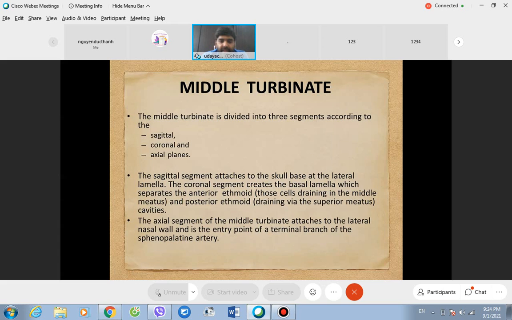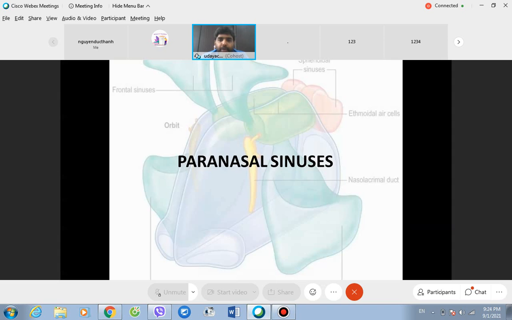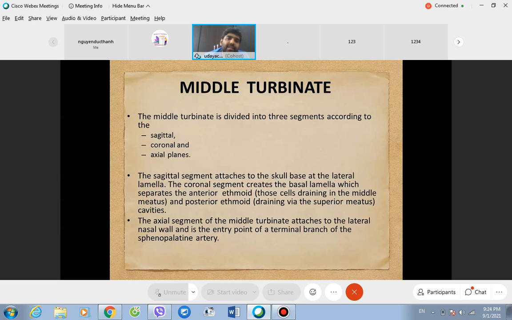Coming to the middle turbinate, why are we discussing the middle turbinate separately before going to the paranasal sinus? Because the middle turbinate is divided into three segments. These three segments are attached at different places and located in three different planes. The first part is located in the sagittal plane. It is attached to the skull base at the lateral lamella. The coronal segment creates the basal lamella. What is the basal lamella? We'll discuss later. The basal lamella is the partition between the anterior and posterior ethmoidal sinuses.